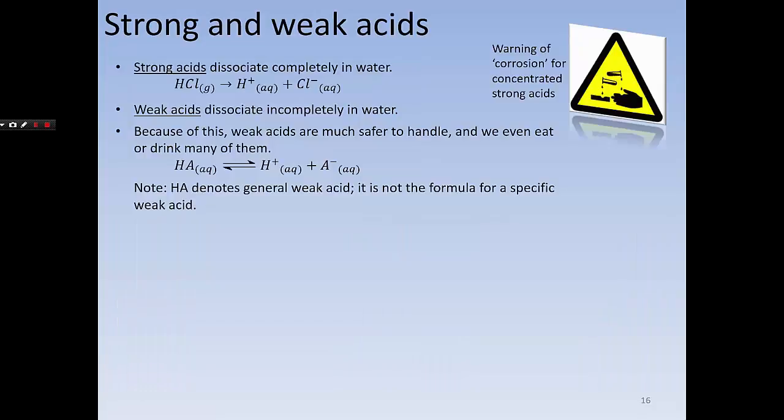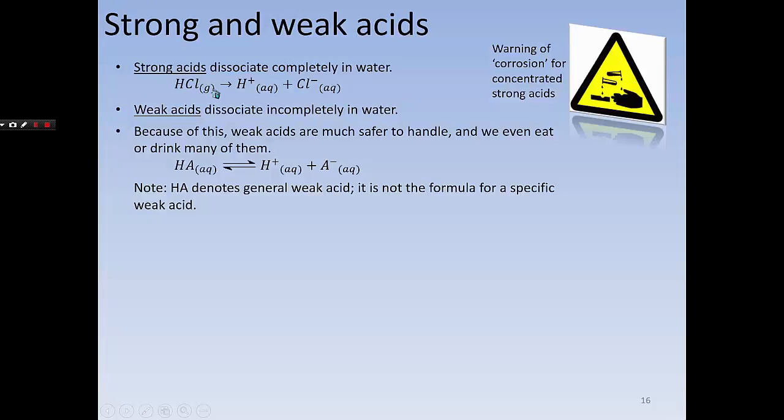Now let's discuss a bit more about acids, the chemicals which can donate hydrogen ions. For some acids, like hydrochloric acid, HCl, it can dissociate or separate or ionize into hydrogen ion and chloride ion completely in water. We call this type of acid a strong acid.